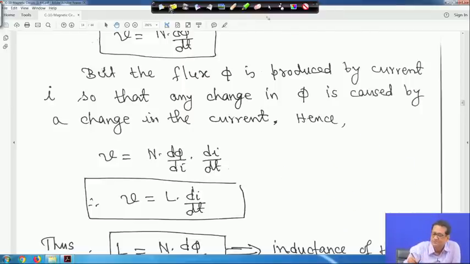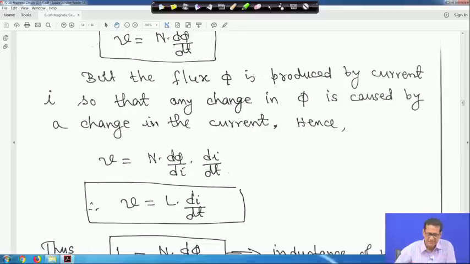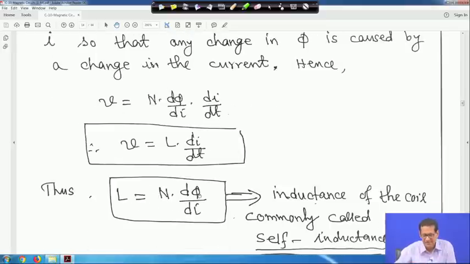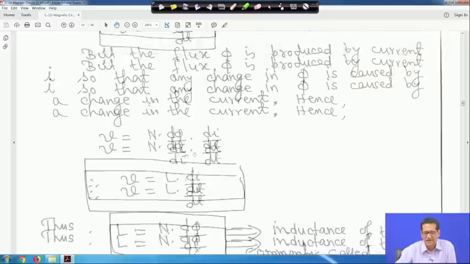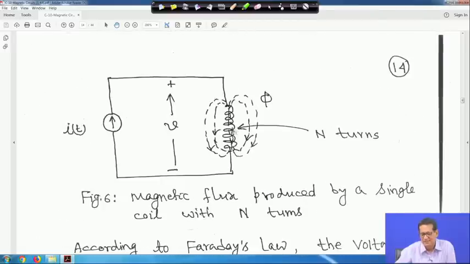So V is equal to L di by dt, and L is equal to N into d phi by di. The inductance of the coil is commonly called self inductance. This is the self inductance for this kind of coil, and here there is no other coil in its vicinity.